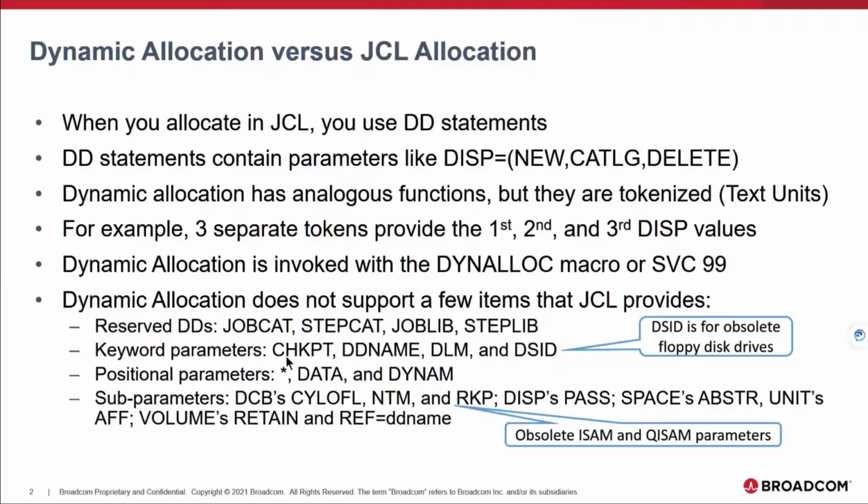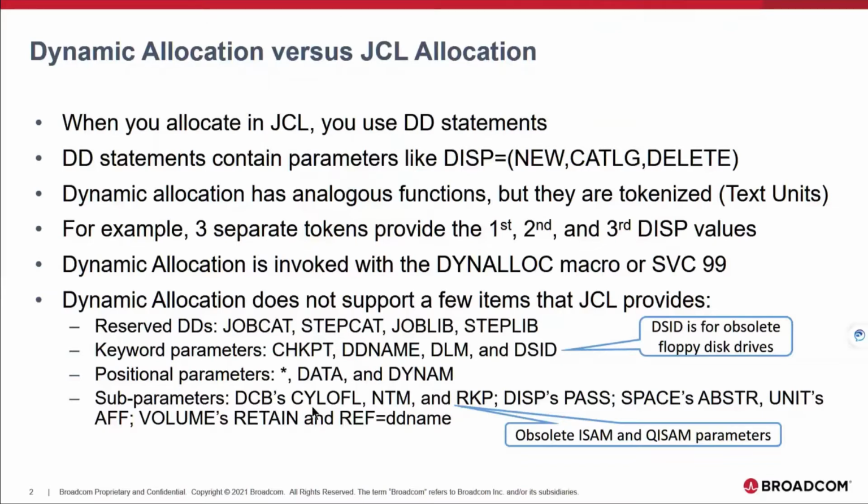A few other things they don't support is checkpoint. You can't have DD name references, and you can't have DLM, which goes with DD asterisk or DD data. And it doesn't support DSID, which is really old. It's basically obsolete. It's used for identifying floppy disk drives.